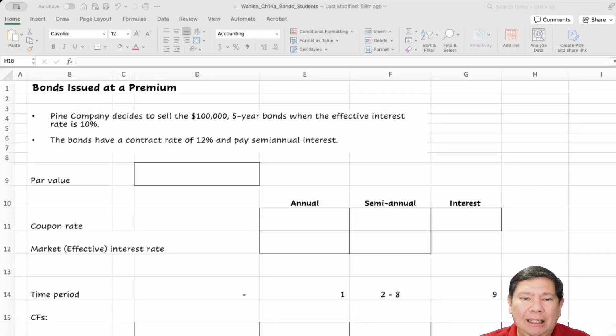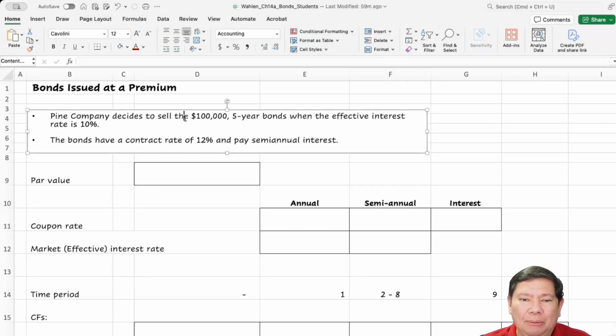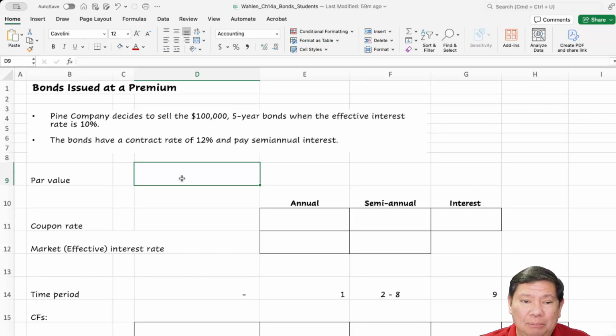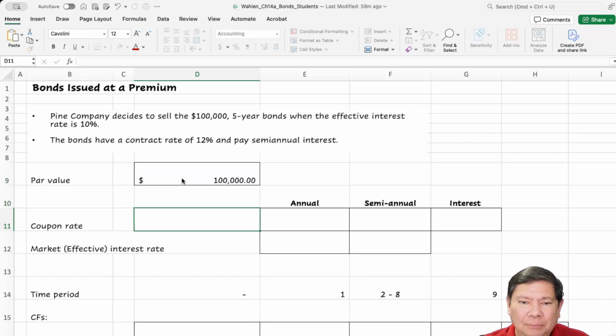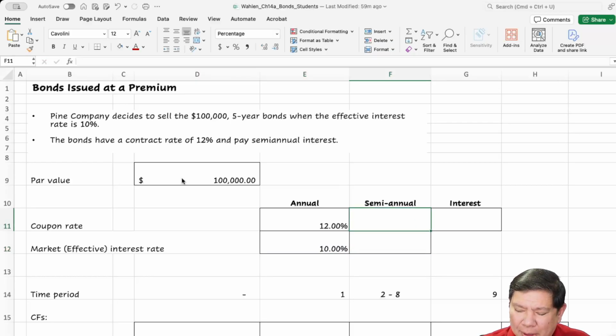Hello everyone. In this video, we're going to look at bonds issued at premium. This time, the company sells $100,000 5-year bonds when the effective market interest rate is 10% and the bonds have a contract rate of 12%. It's a semi-annual bond, so par value is 100,000. Coupon rate is 12% and the market rate is 10%. For semi-annual bonds, we have to divide that by 2.